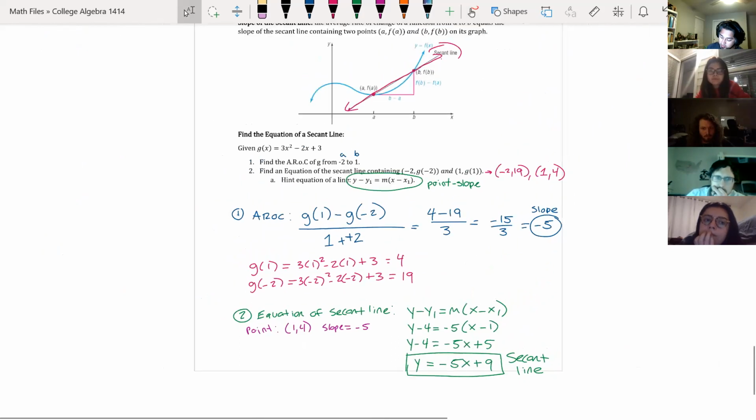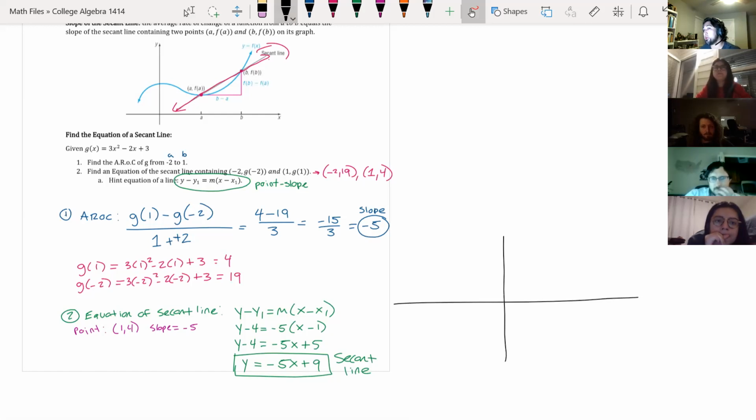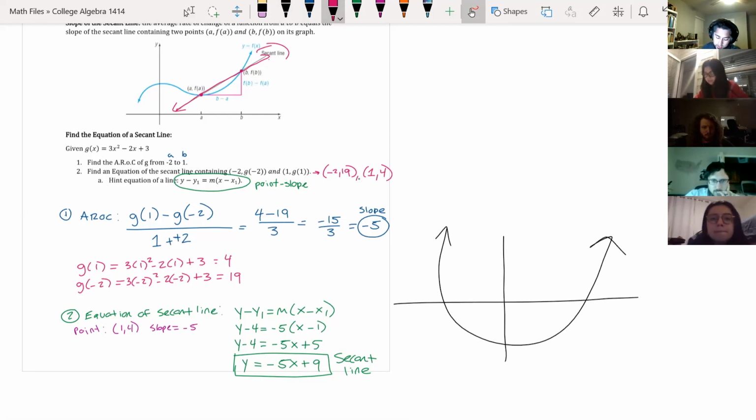Look at that, kids. Not bad. So again, I can always draw sketches of what we just found. Again, we have another quadratic function, 3x squared minus 2x plus 3. Probably looks something like this. And what we have found is the line between negative 2, 19, which I'll just put there, and 1, 4, which I'll put there. And this would be the secant line that goes through that function. Of course, I can make it look prettier.